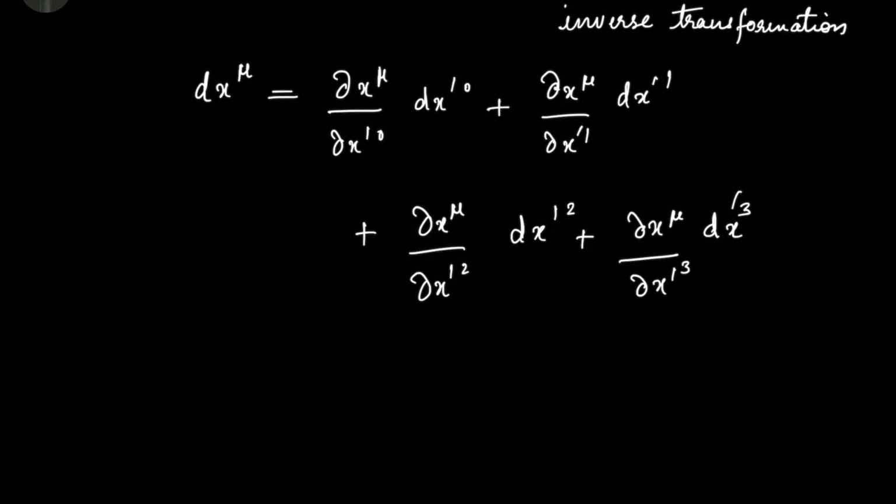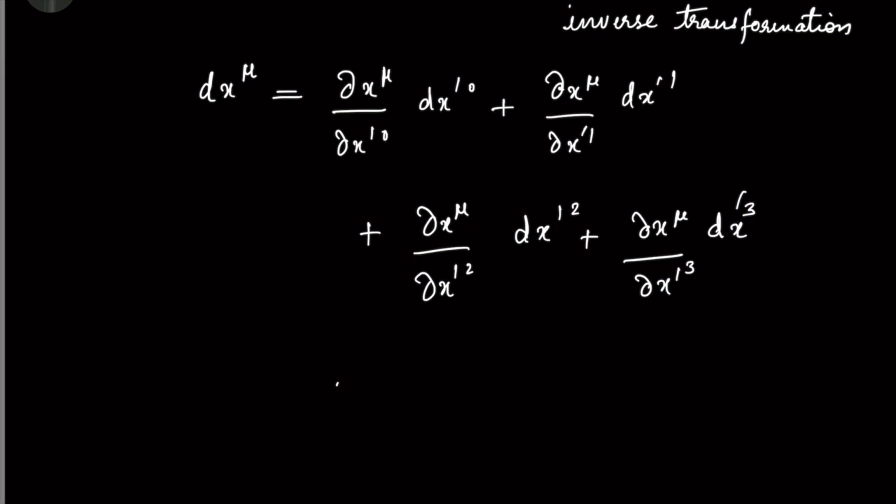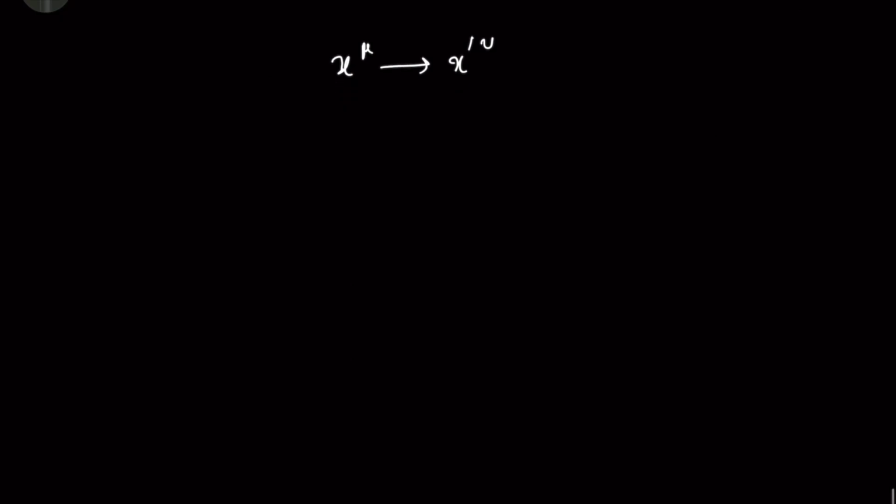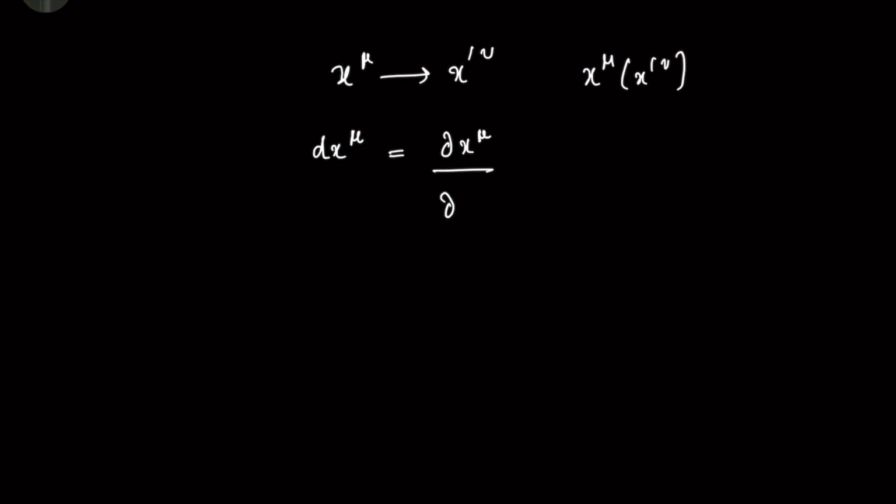So this transformation I can write as x mu going to x prime nu. So here you have mu and here you have nu. Primed quantities I am representing by nu. Then the total derivative dx mu can be written as partial derivative of x mu. Now with respect to what? I am writing x mu is going to x prime nu, right? So here partial derivative with respect to x prime nu, dx prime nu. So this is a very simple notation.